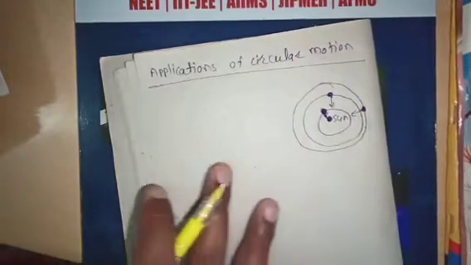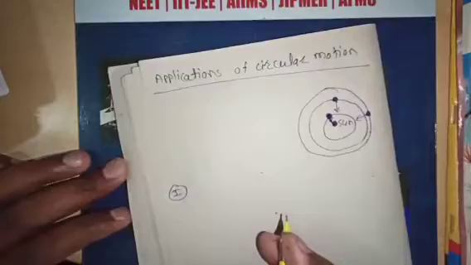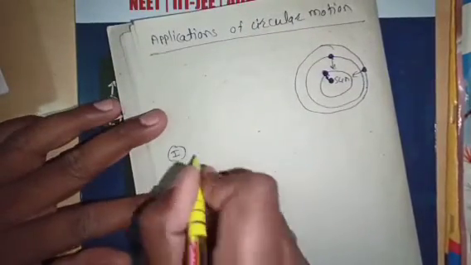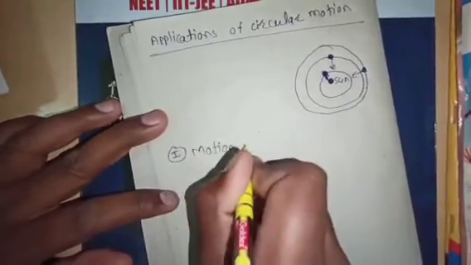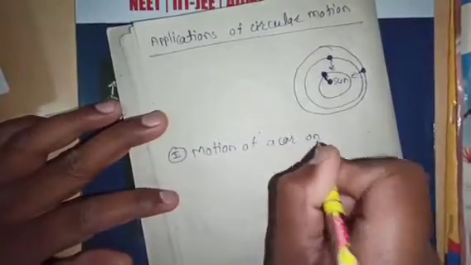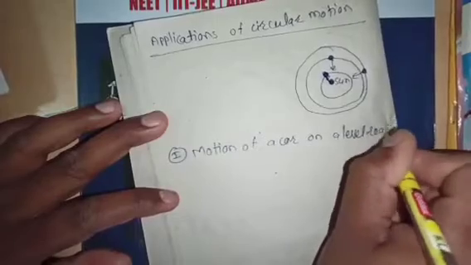Now the next application: motion of a car on a level road. This is a general application. In our syllabus we have two applications. We have discussed the motion of a car on a level road, meaning the car moving in a circular path.